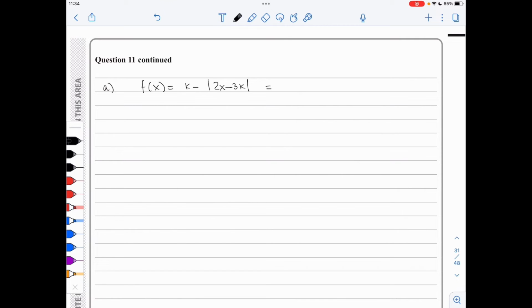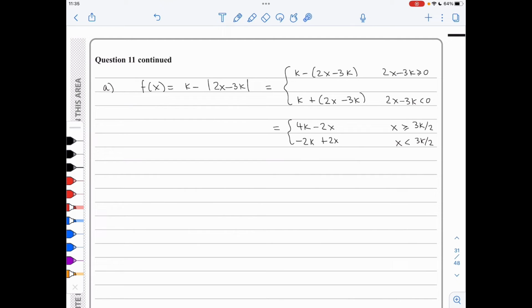We always split in two cases. So if 2x minus 3k is greater than or equal to 0, then the modulus sign behaves like a normal set of brackets. And if 2x minus 3k is negative, then we've got a change of the sign outside. So we see it's the union of two straight lines which simplify into 4k minus 2x if x is greater than or equal to 3k over 2, and it's minus 2k plus 2x if x is less than 3k over 2.